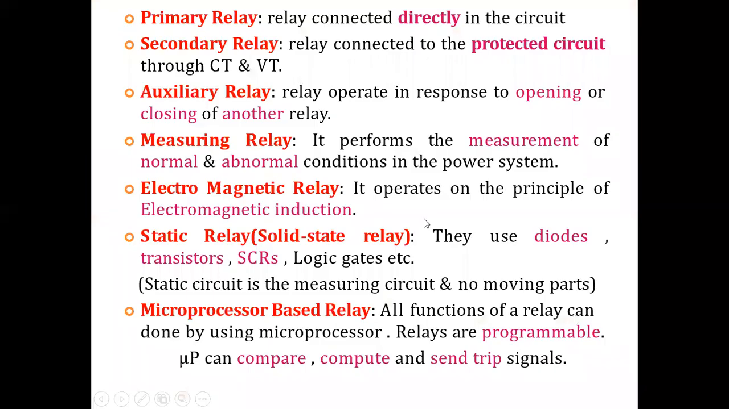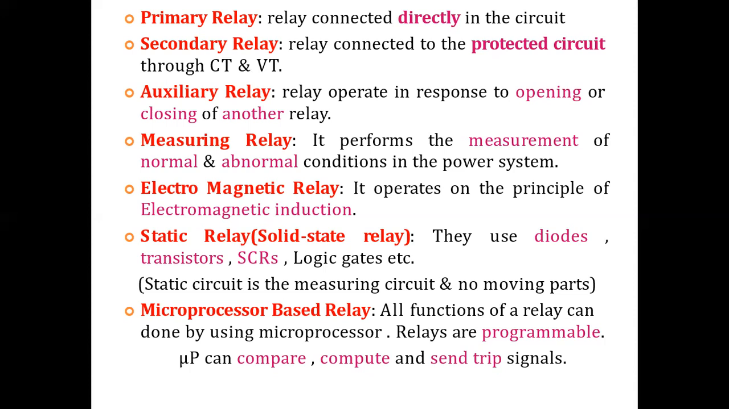A primary relay. This relay is connected directly in the circuit. Then secondary relay. A relay connected to the protected circuit through CT and VT. VT means voltage transformer or potential transformer. Then auxiliary relay. A relay that operates in response to opening or closing of another relay. Then measuring relay. It performs the measurement of normal and abnormal conditions in the power system.